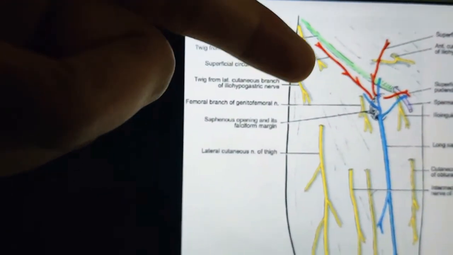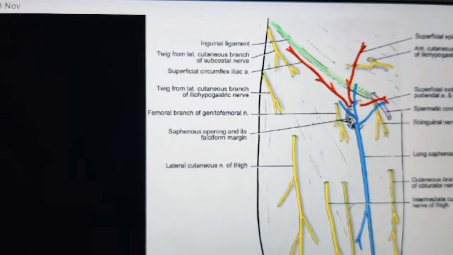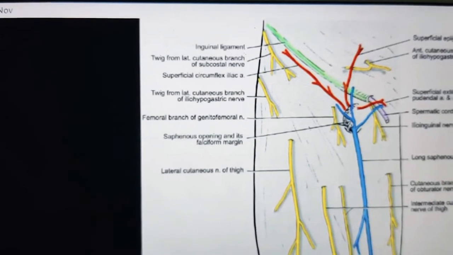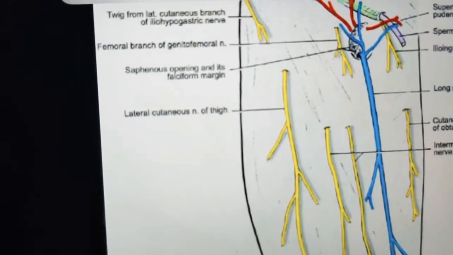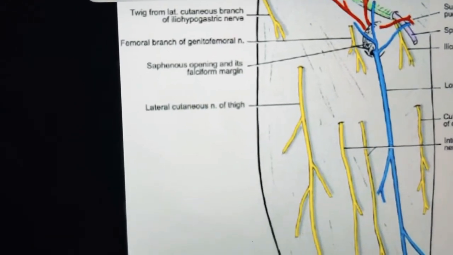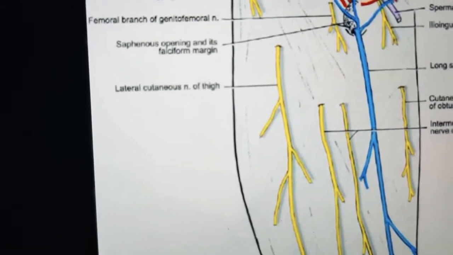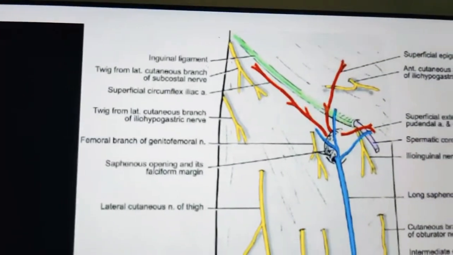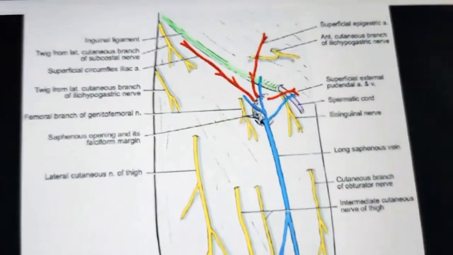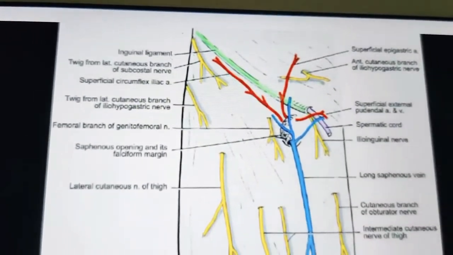So total three arteries. One is of course the lateral femoral artery, and next comes the deep iliac circumflex artery, and next comes the superior gluteal artery. So these are the three arteries which anastomose with this superficial circumflex iliac artery. So very simple, there are only three cutaneous arteries.